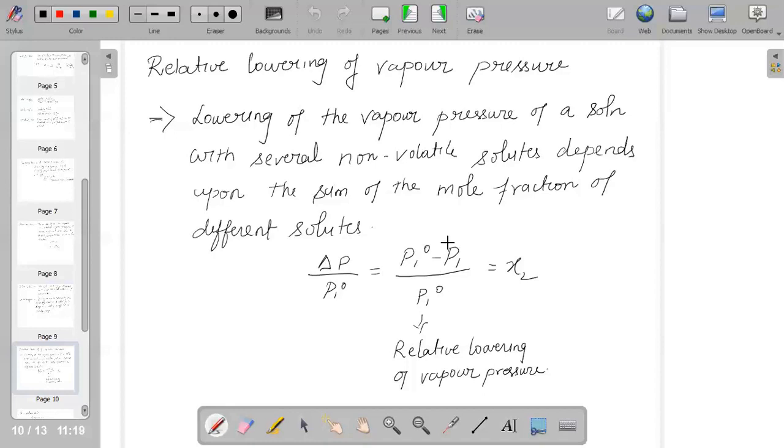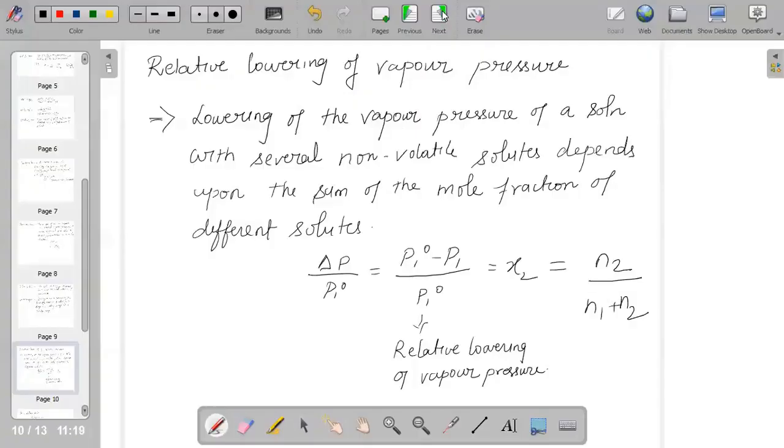This factor we consider as relative lowering of vapor pressure, and X is nothing but the mole fraction of the solute, which is equal to N2 by (N1 plus N2).